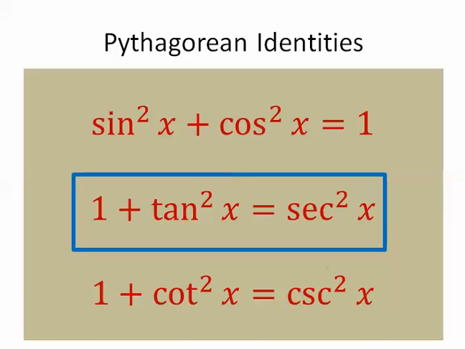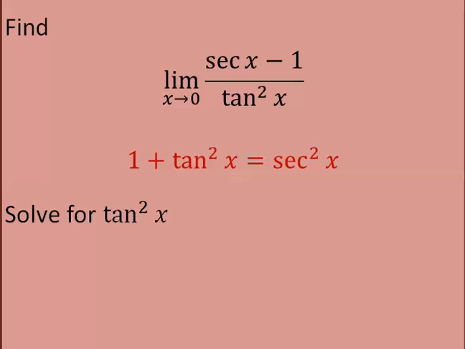I'd also like you to remember the Pythagorean identities. Perhaps you don't know all of them. You probably know the first one, sine squared plus cosine squared equals 1. There are two others, and I'd like to use the one involving tangent squared. If 1 plus tangent squared equals secant squared, then tangent squared is just secant squared minus 1.